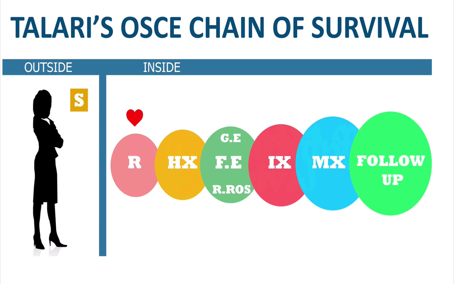In the history, we will go step by step. Then you will go to general examination, focused examination. You will rule out the rest of systems. Then in the chain of survival, you will move to investigations. Then you will move to management. Then you will move on to follow-up. Okay, this is a sequence, and you have to actually follow this particular pattern.